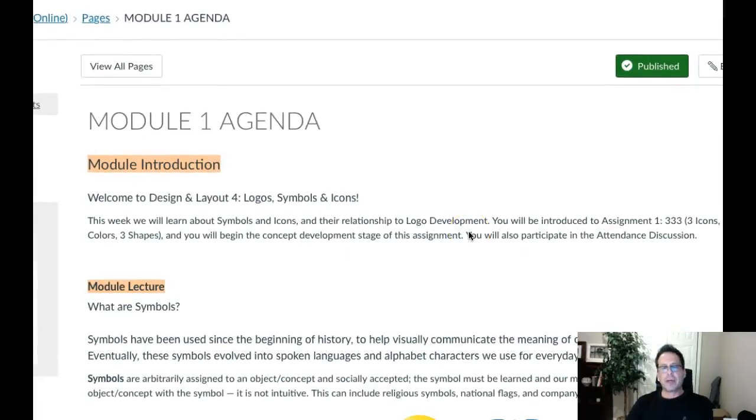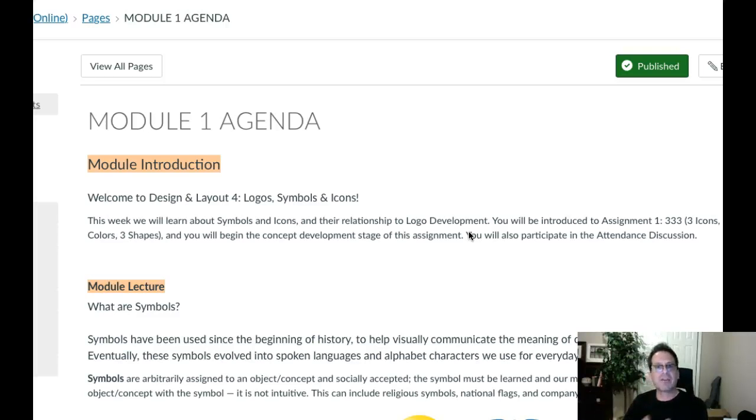So, throughout the course, you're going to see reference to symbols and icons. And what are symbols? What are icons? We'll get into that in 1 second, but I think the big picture here is how do they relate to logo development? And the formula here is that as visual communicators, we need to establish a way to communicate using a visual shorthand.